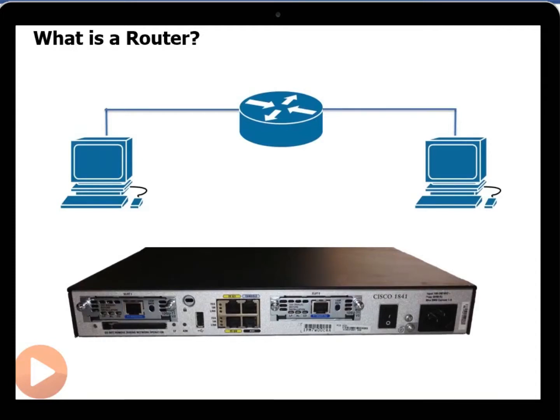I've been drawing this router on here as this circle with the arrows pointing in it. And that is the drawing version of a router. A physical router can take on one of many, many forms. The router that I'm going to be using consistently throughout this class is a Cisco 1841 router.